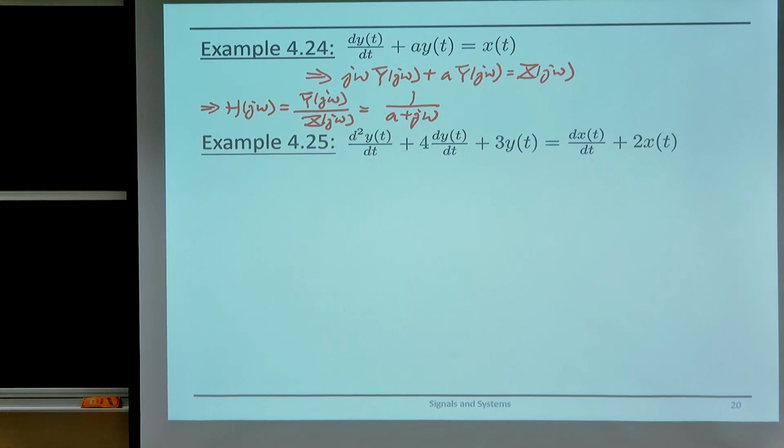And interestingly, we are familiar with this form. 1 over a plus j omega has an inverse Fourier transform that is a decaying exponential with exponent a. So we immediately see that the impulse response is e^(-at) u(t).